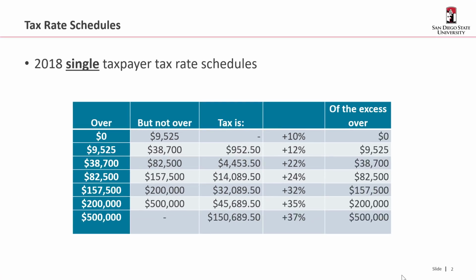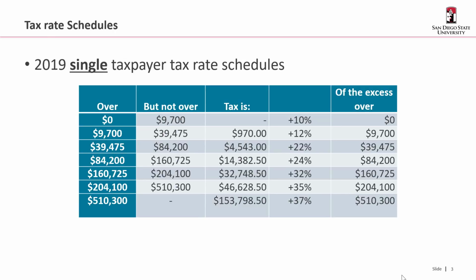So this is a pretty common looking U.S. federal income tax schedule. This is one for a single taxpayer. And you can see that it's broken down into a series of brackets where the tax is 10% for income between 0 and 95.25, and then it goes to 12% for income between 95.25 and 38.7, and it goes to 22%, etc., to cap out at a top bracket or top tax rate of 37% when income for a single individual taxpayer exceeds $500,000.